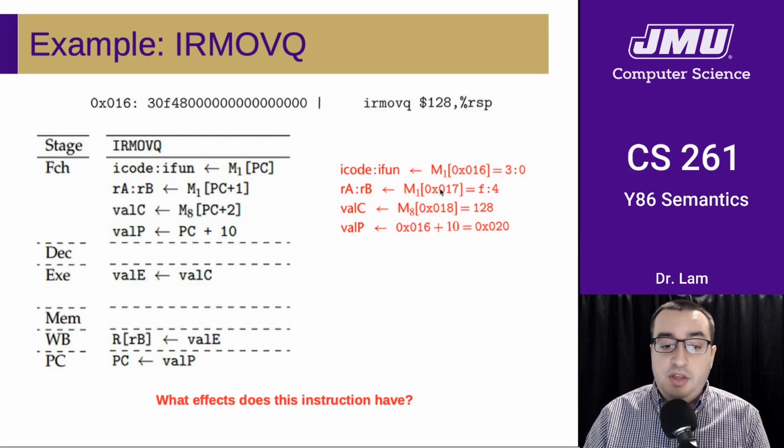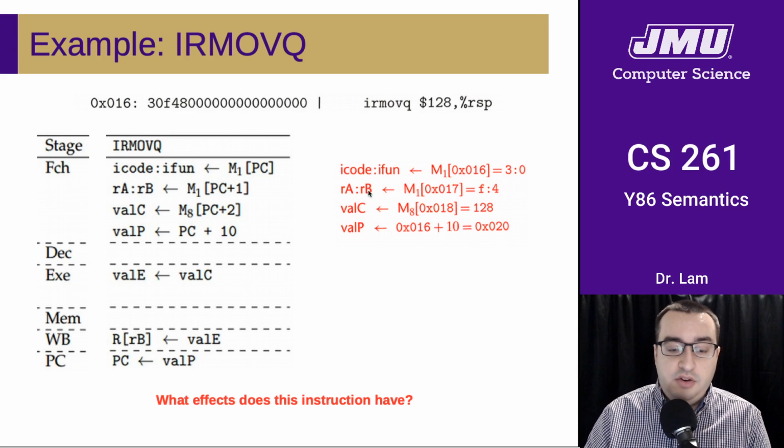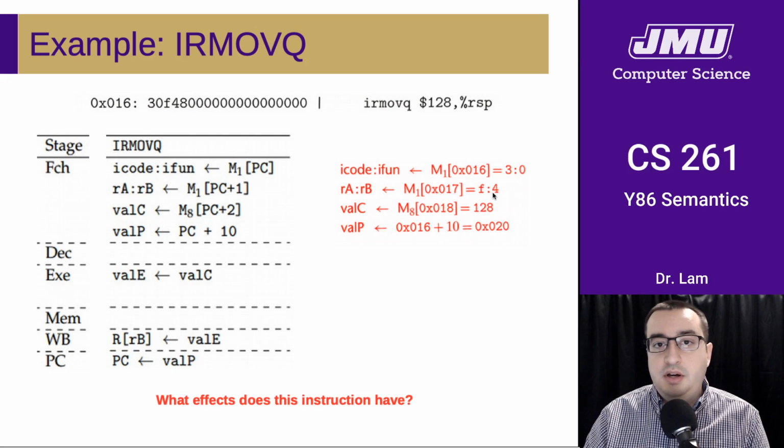Same thing on this next line, except we're reading from PC plus 1 instead of PC. So that's going to be reading from this location. And again, we're going to split it. So we know that RA is F, which means we don't have an RA, right? We only need one register here, and that's going to be our destination register, which is 4, which if we look up our register IDs, we'll see corresponds to this RSP.